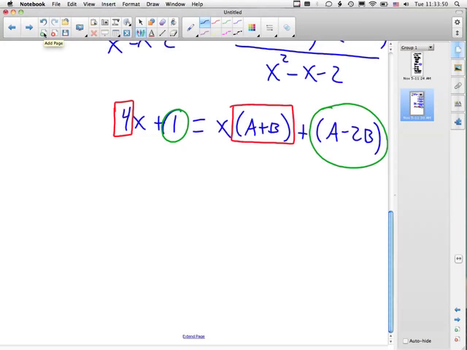So I can actually set up two equations from this one equation. All the stuff that has to do with x: on the left, that's 4, on the right, that's a plus b. And all the stuff that is just a unit: on the left, that's a 1, and on the right, that's a minus 2b. Now I have two equations of two unknowns. No problemo.